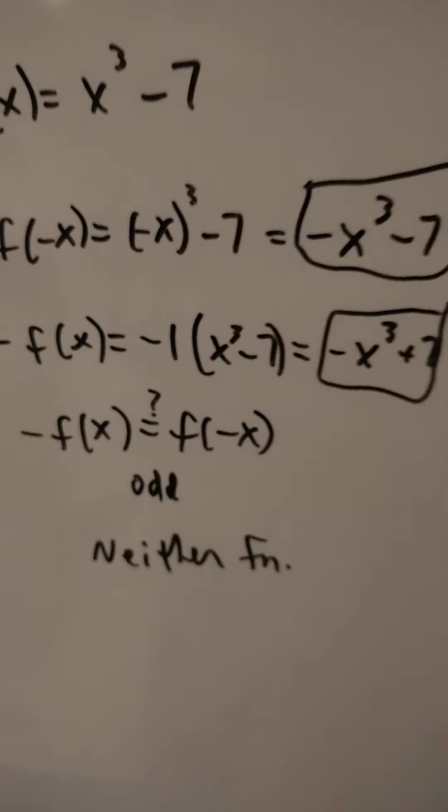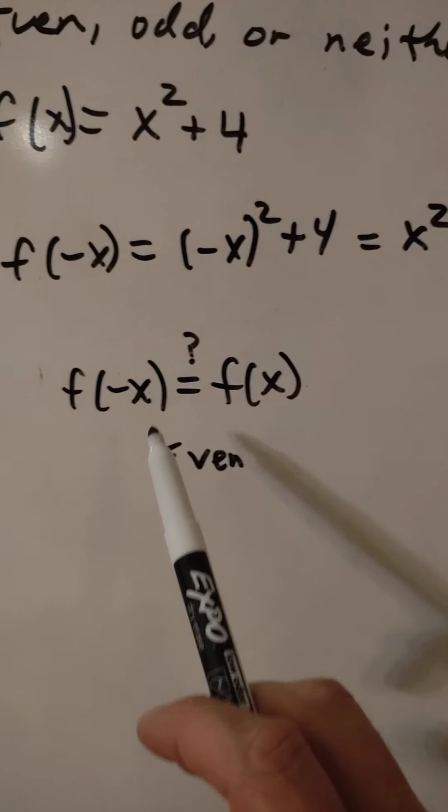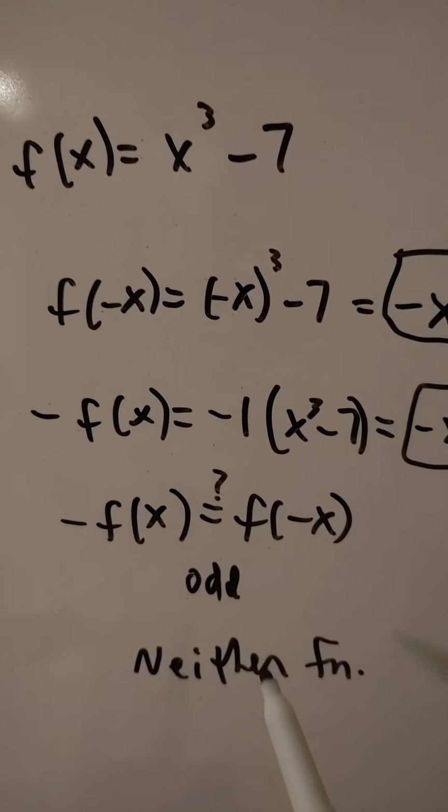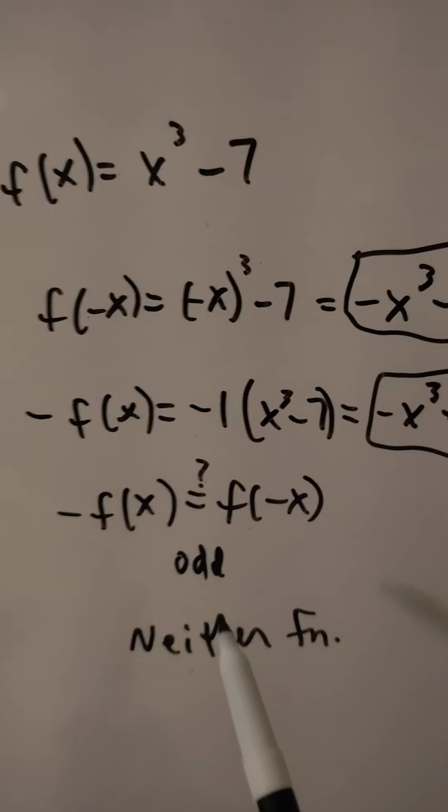So notice why it's so important. You have to find f of negative x right off the bat, because you need that for deciding if it's an even function or an odd function. If it's an even function, you can stop right away. In this case, it wasn't an even function, so we had to keep going.